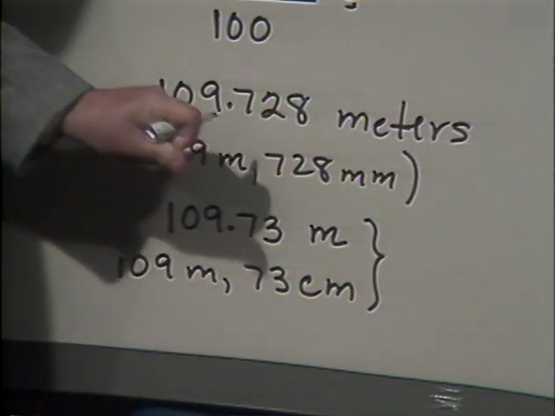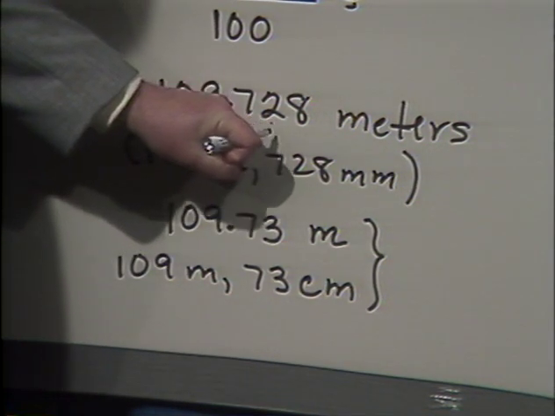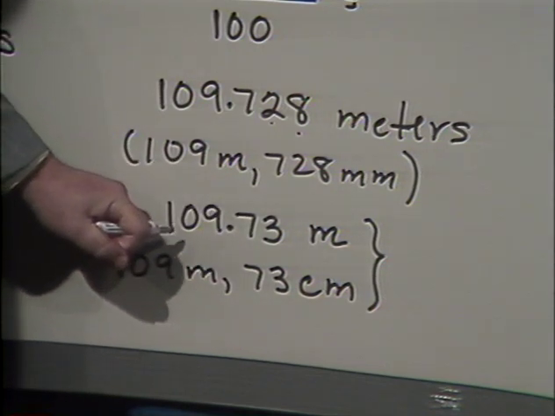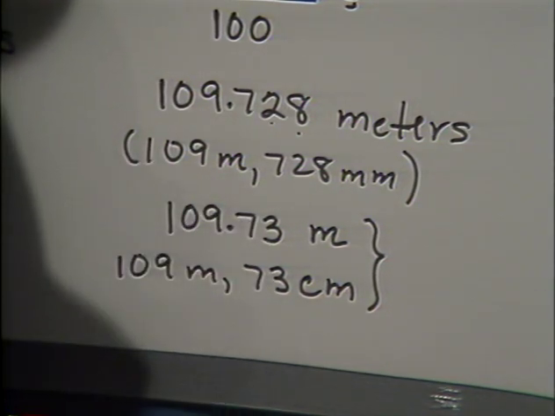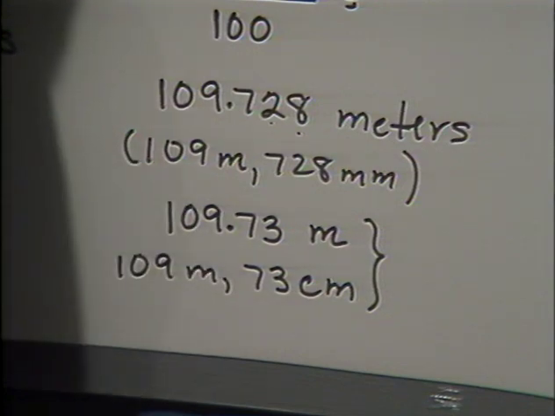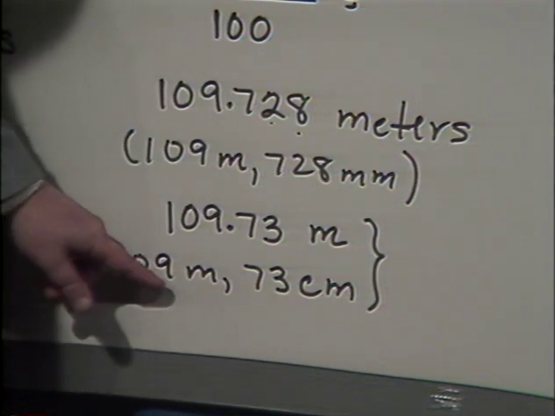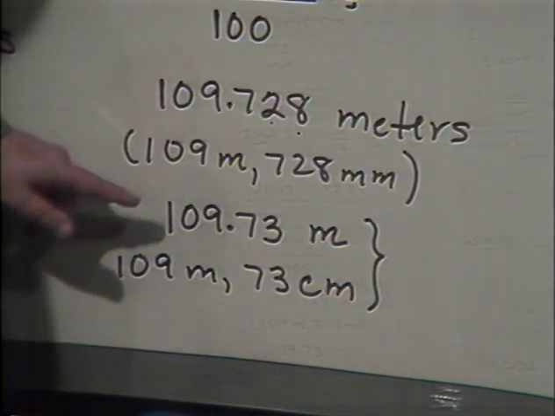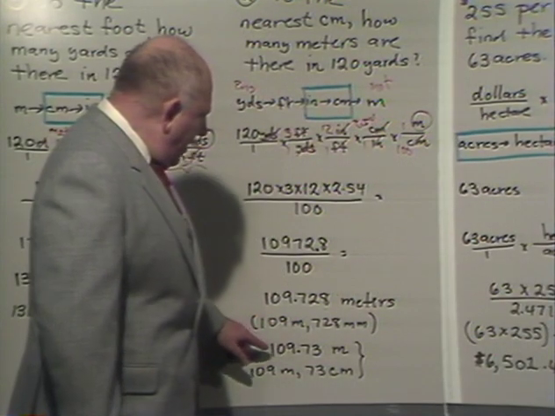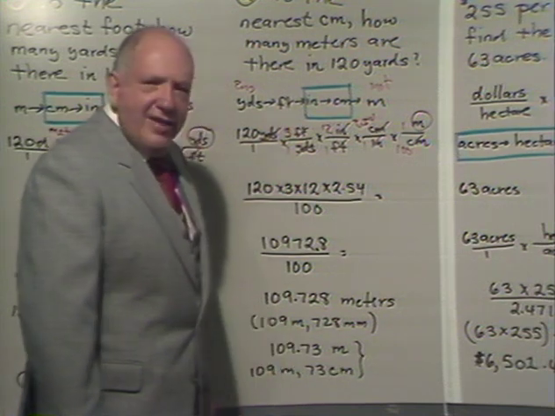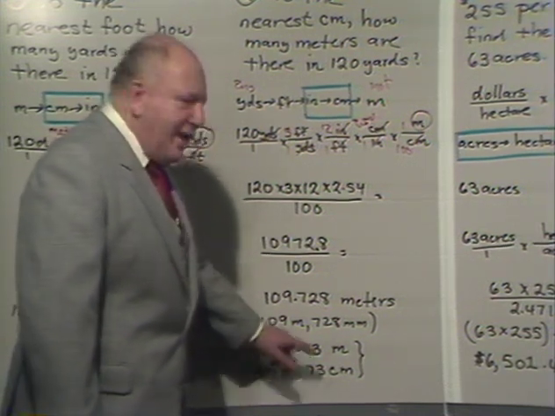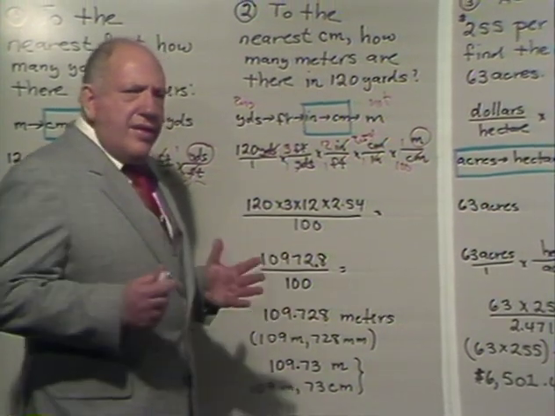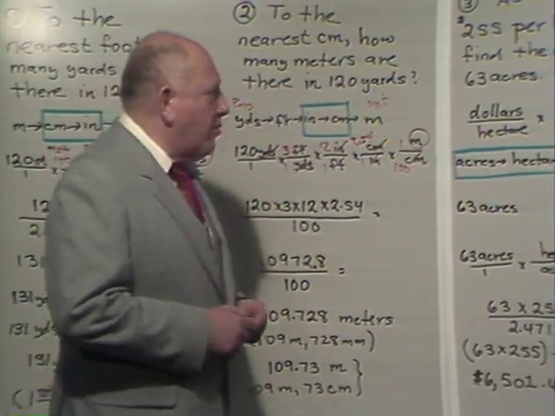Centimeters are hundredths, so that means I want to go over here. Since there's an 8 here, that makes this a 3. So if I rounded this off to the nearest hundredth of a meter, it would be 109.73 meters, and that's the same as what? 109 meters and 73 centimeters. Just like if there was a dollar sign over here, $109.73 is how you tend to read $109.73. And this system goes on and on and on this way.